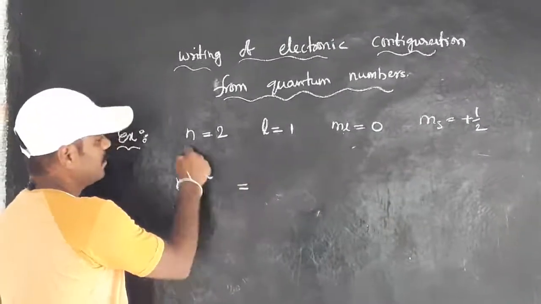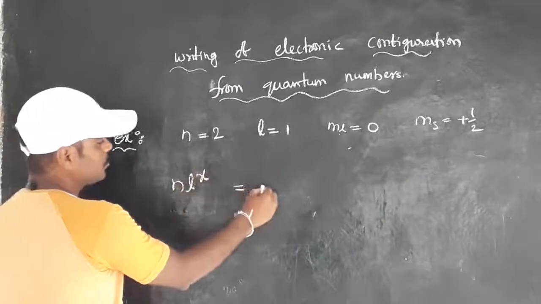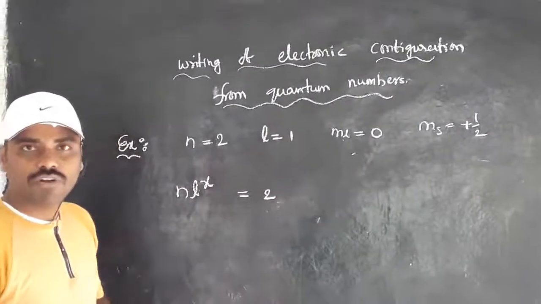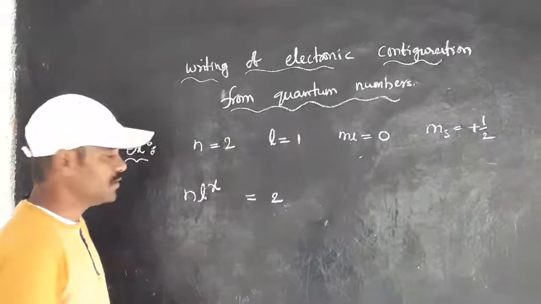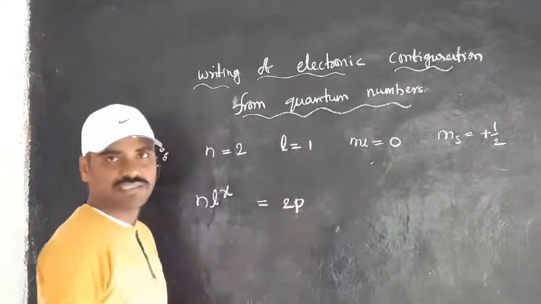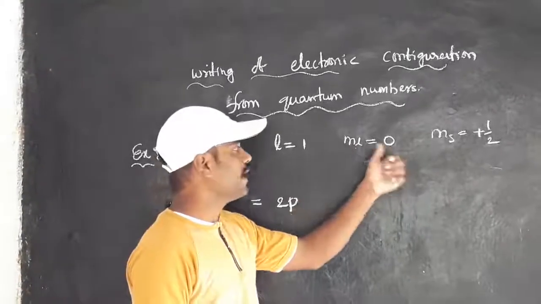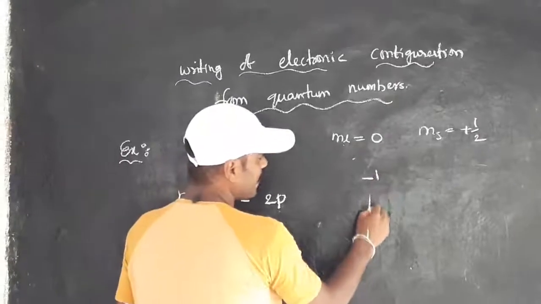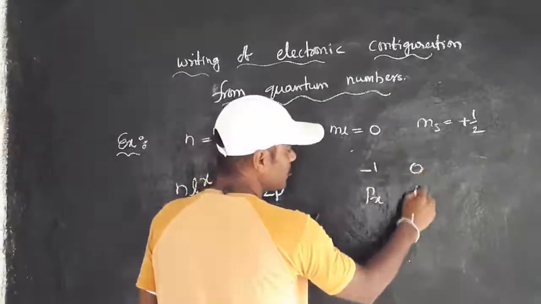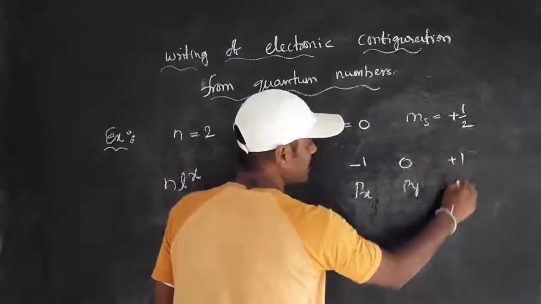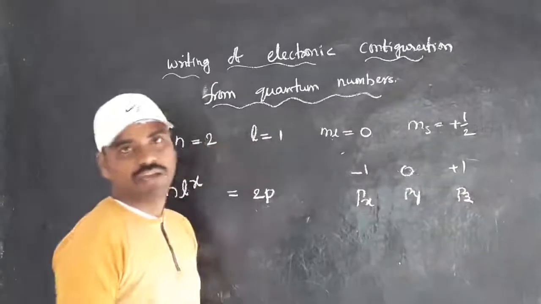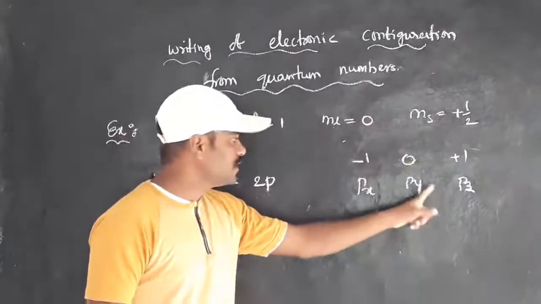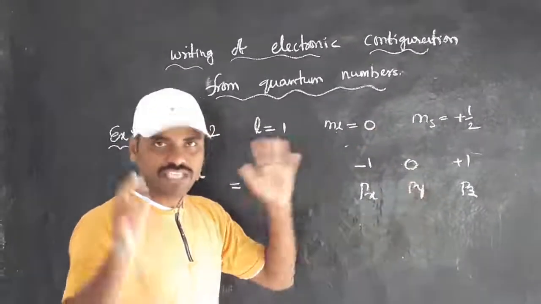Take the n value. Here n value is 2, right? Then l value is 1. When the angular quantum number is 1, the type of orbital is p. So directly we write p as it is, right? And here the ml value, the magnetic quantum number, is given as 0. For that we have to take a look. If it is minus 1, that is px. If it is 0, py. If it is plus 1, that is pz. Keep that in mind. So here we have ml value 0, meaning the type of orbital is py. Just keep it in mind.